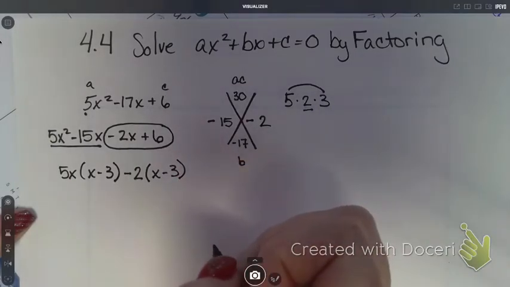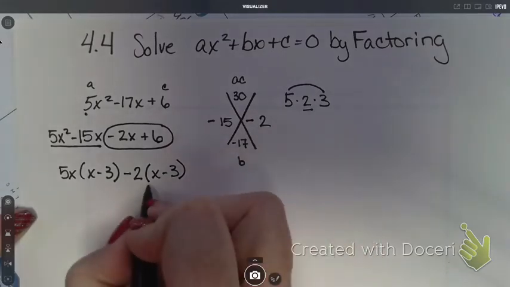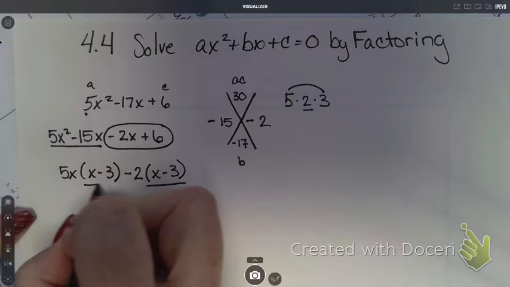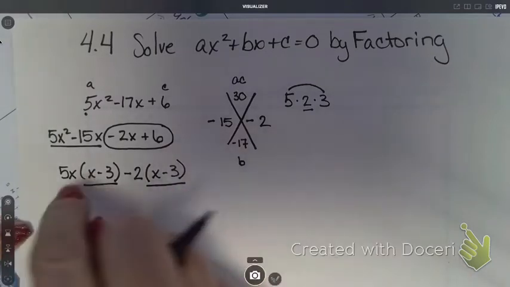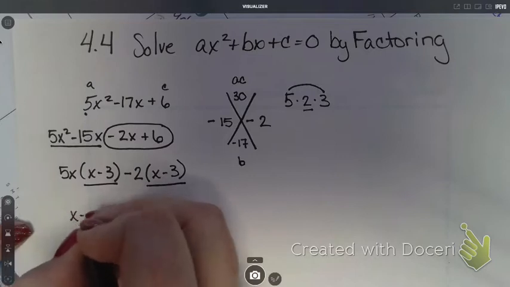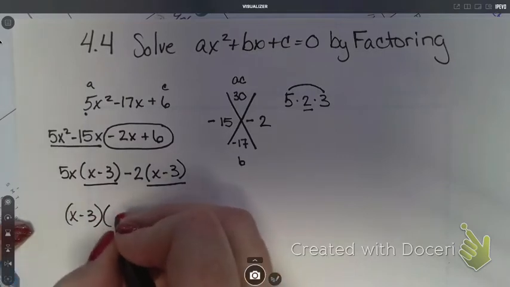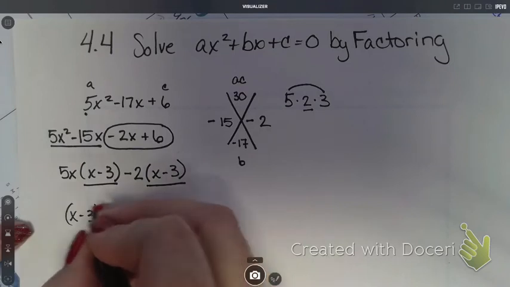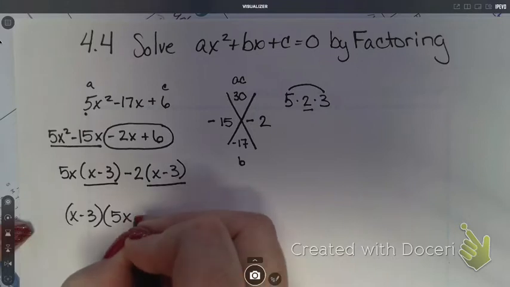How do I know? You just do. No. If these 2 quantities don't match, you can't keep going. Okay, so they match, so I can factor out an x minus 3. And I'm left with what? 5x minus 2.